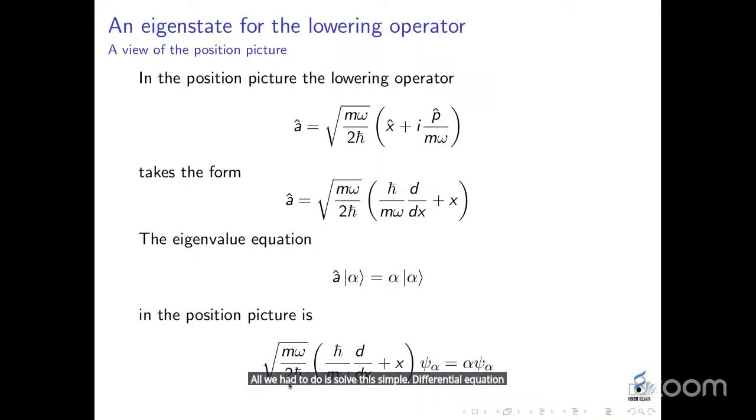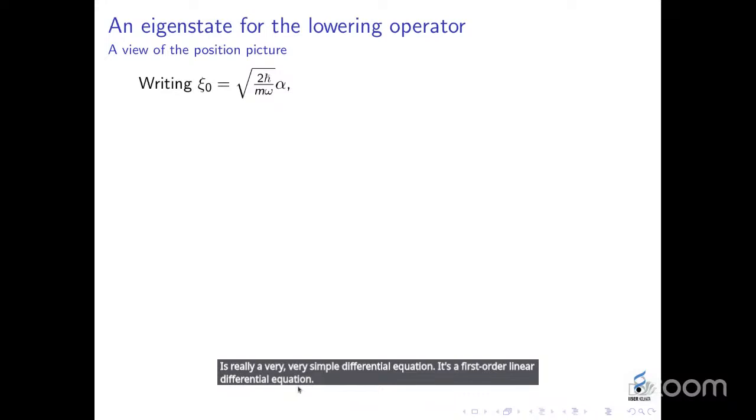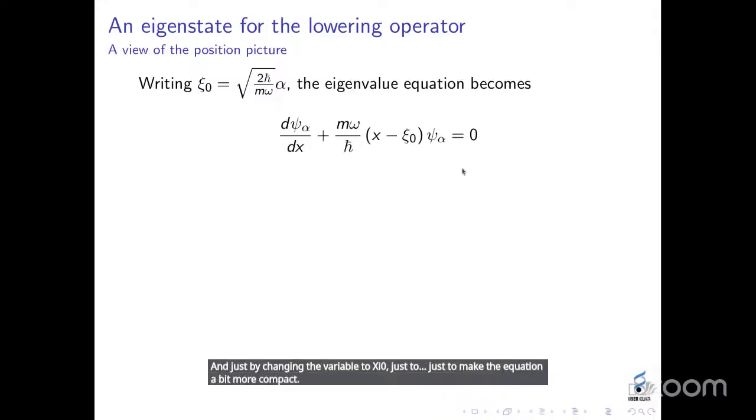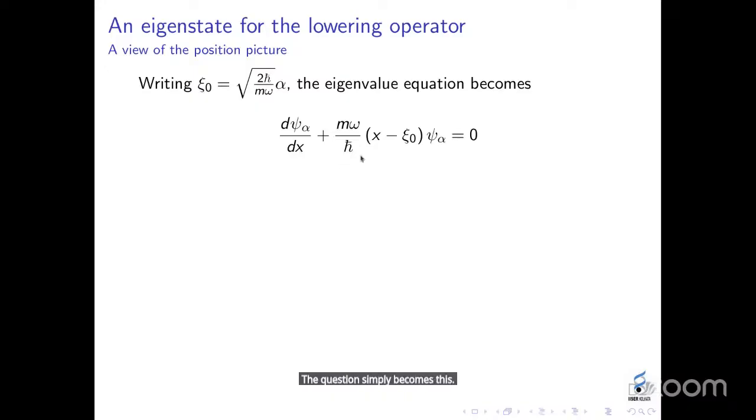And despite the fact that it looks a bit complicated because of these m omega by h cross factors, it's really a very, very simple differential equation. It's a first order linear differential equation. And just by changing the variable to xi0, to make the equation a bit more compact, the equation simply becomes this: d psi alpha dx is a constant times x minus xi0 times psi alpha.